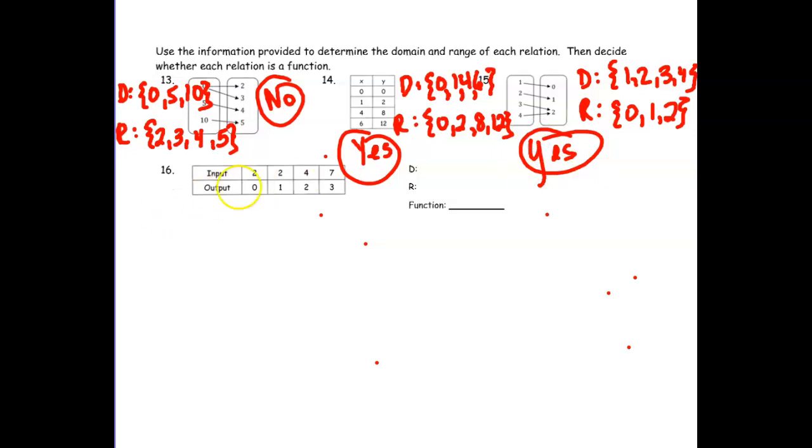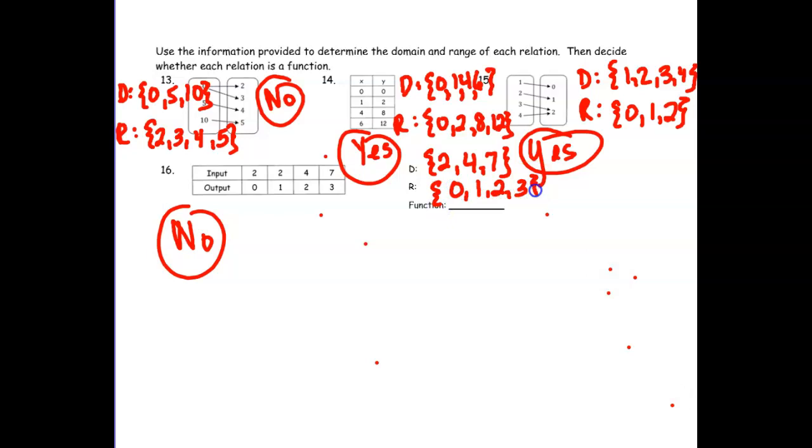All right, now looking at 16, our side table here, input of 2 goes to 0 and input of 2 goes to 1. So this is not a function. But our domain, if we list it, would be 2, 4, and 7. Remember, we're not going to repeat the input values. And then the outputs, or the range, would be 0, 1, 2, and 3. And again, it is not a function.